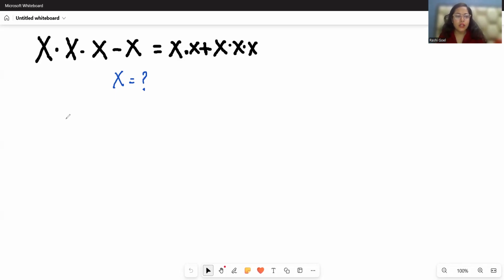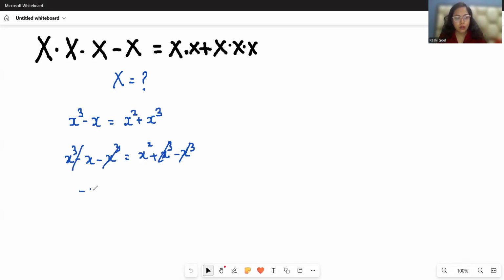So we can write this x times x as x cube minus x. Similarly, this as x squared plus x cube. Now x cube minus x. If I subtract x cube from both sides, this will cancel out and this will also cancel out. So negative x equals x squared.